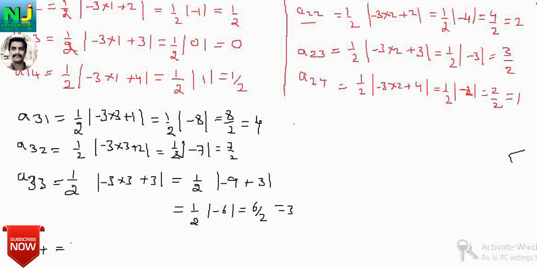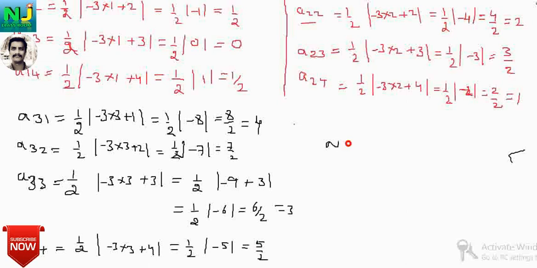Finally, A34 equals 1 by 2 minus 3 into 3, minus 3 3 is a minus 9, plus 4. So, answer is 1 by 2 minus 9 plus 4, which is equal to minus 5. Modulus of minus 5 is 5, so the answer is 5 divided by 2. So, now substitute all the elements.